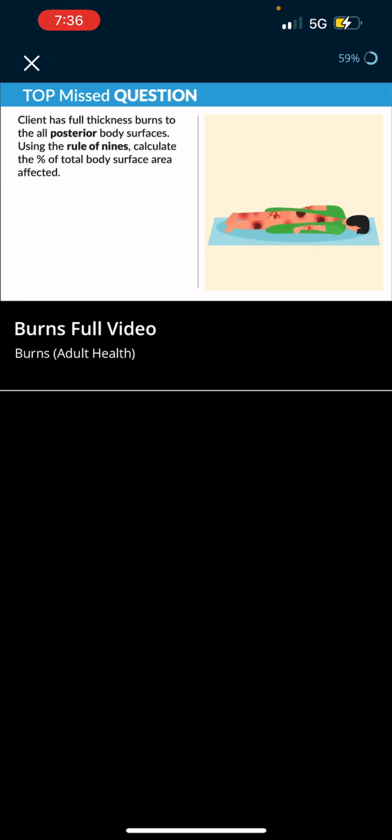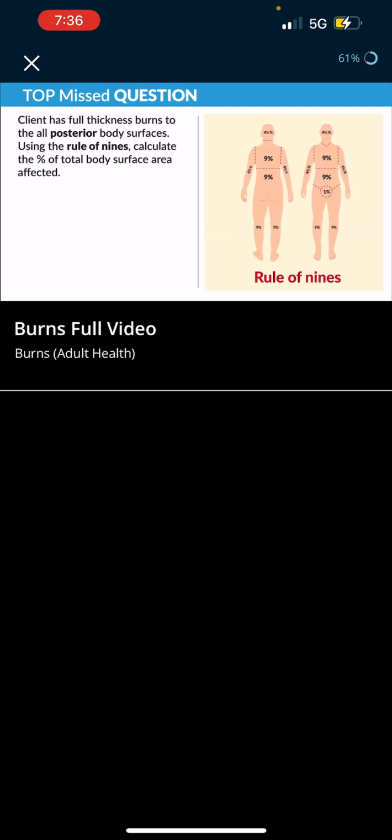A client has a full thickness burn to all the posterior body surfaces. Using the rule of nines, calculate the percentage of total body surface area that is affected. Guys, a lot of students get these wrong, so you must know your rule of nines numbers.